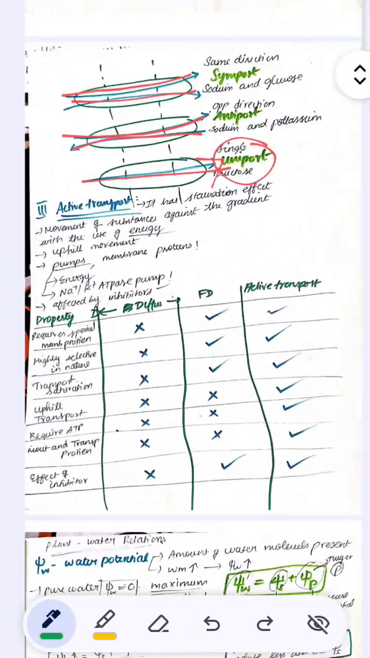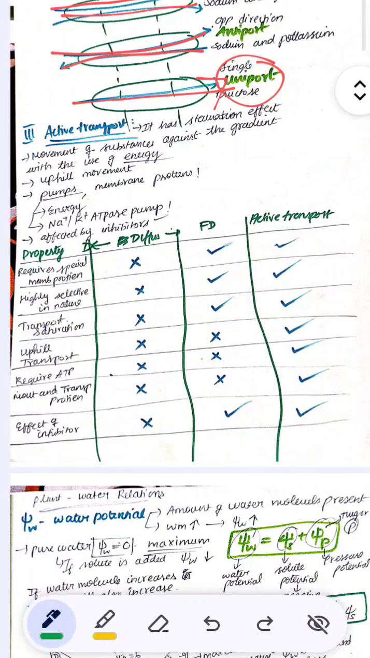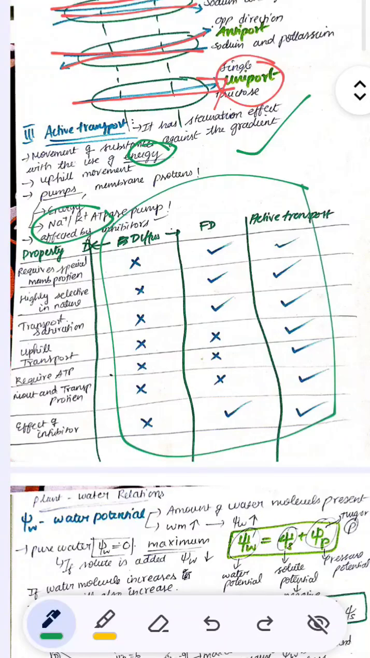Now, what is active transport? Active transport is the movement of substances against the gradient. Here there is use of energy, hence it is called active transport. You will be using pumps like the sodium and potassium pump. Now there is a tabular column given, with the property of the diffusion taking place being mentioned in the tabular column.